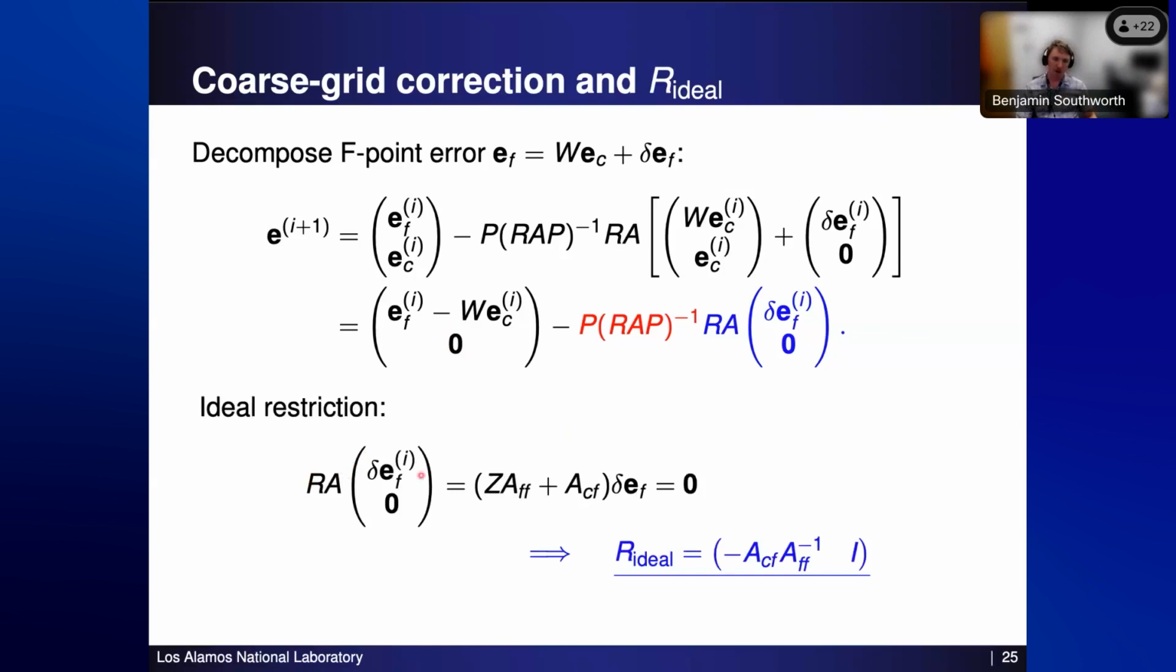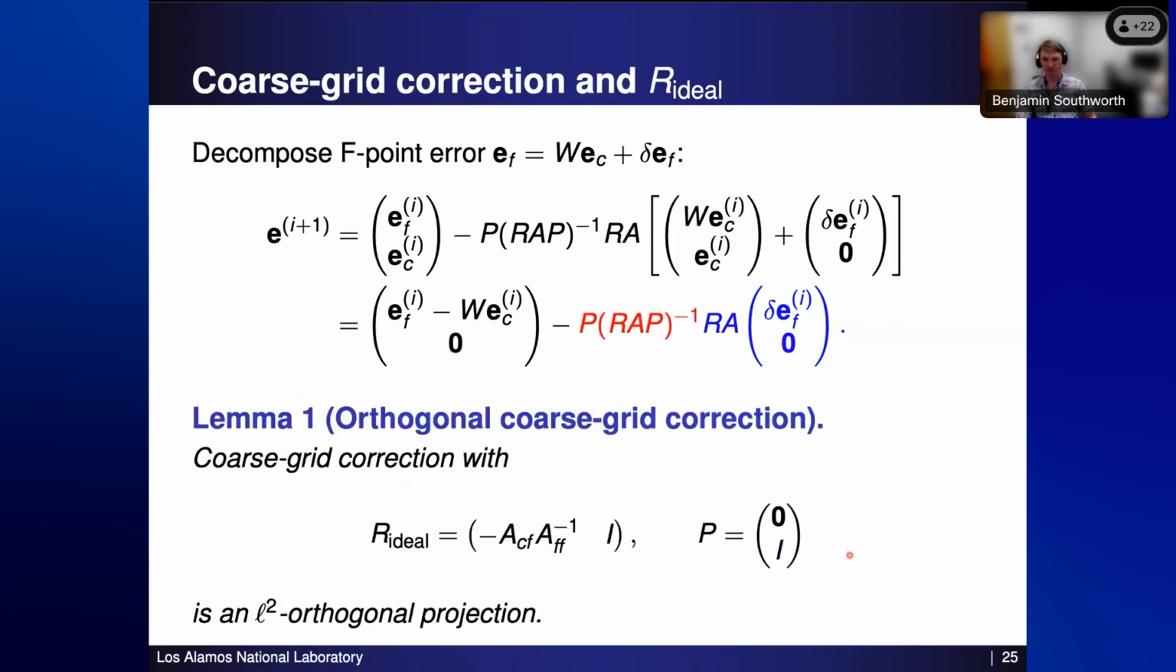So if we want R A times (delta e_F, 0) to be 0 for all delta e_F, this is uniquely defined, up to simple assumptions on invertibility of matrices, as this form. This is what our Z operator should be: minus A_CF A_FF inverse. And then again, we have an identity on this part.